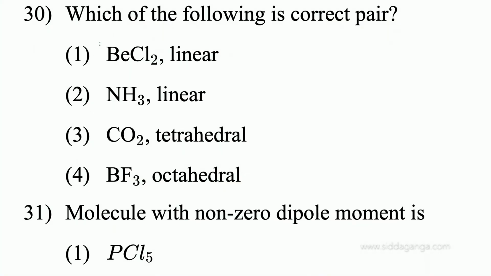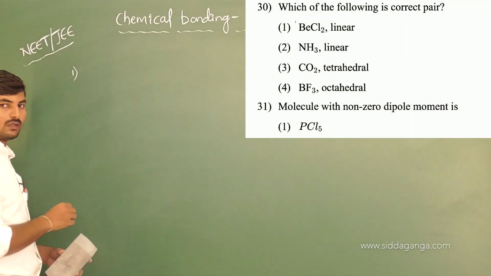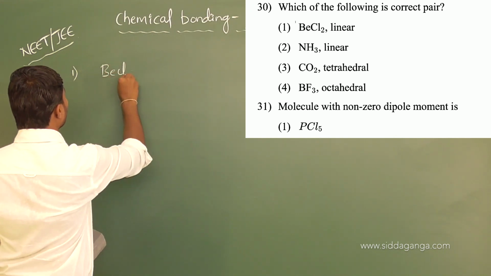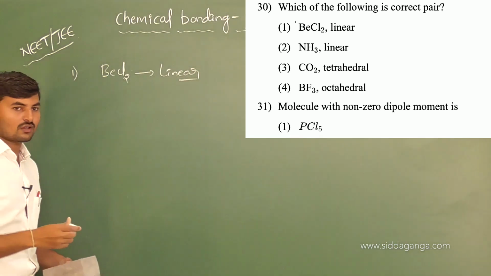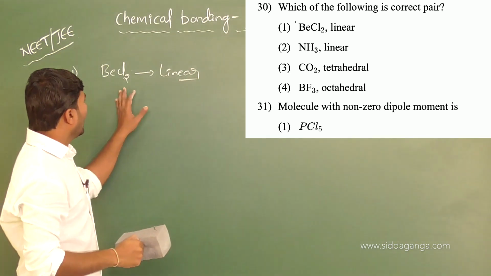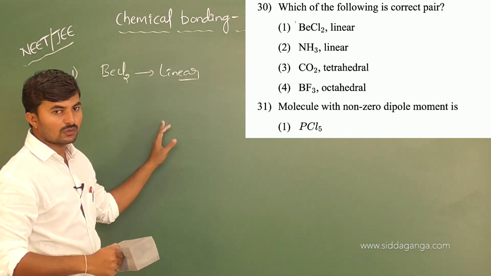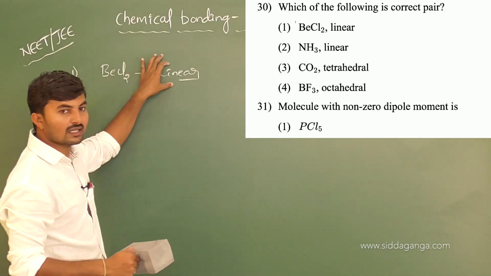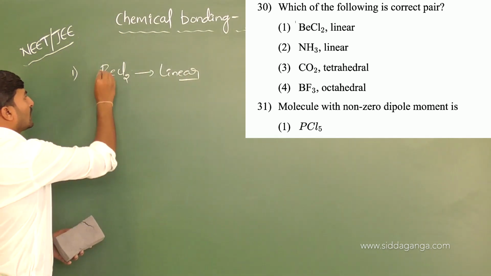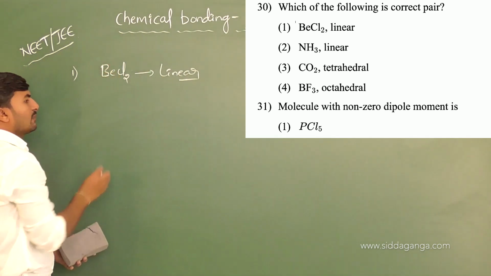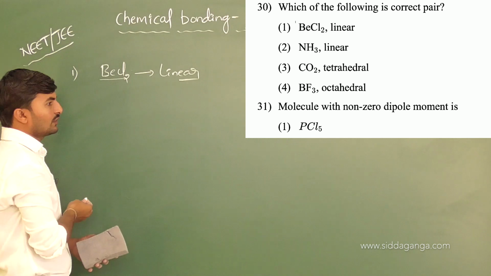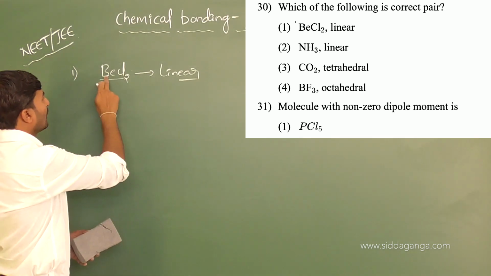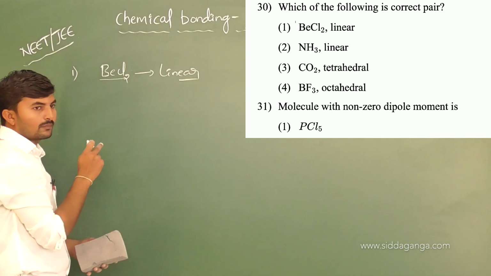So the next question is, which of the following is the correct pair? The first option, that is BeCl2, is given as linear. Okay, here they have given a list of compounds, and along with that they have given the shape of the molecules. We have to identify which pair is the correct pair. Here the shape of the molecules can again be predicted by using the hybridization concept. First we have to identify the hybridization. Okay, here beryllium will be the central atom.